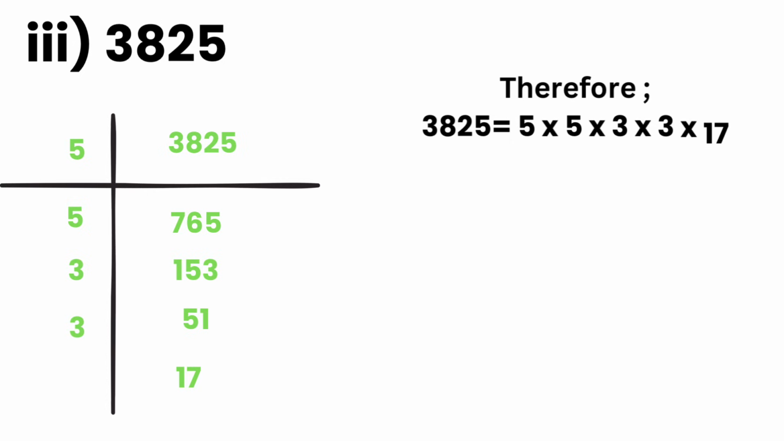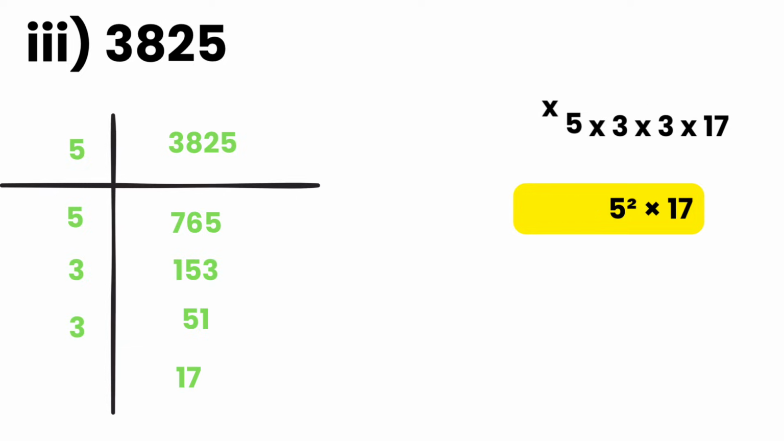For this number, we keep dividing with prime numbers. First, we divide the number by 5. It gives 765. Now 765 divided by 5 again gives 153. 153 divided by 3 gives 51, and 51 divided by 3 gives 17. Now 17 is a prime number. So the prime factorization of 3825 will be 3 squared multiplied by 5 squared into 17.